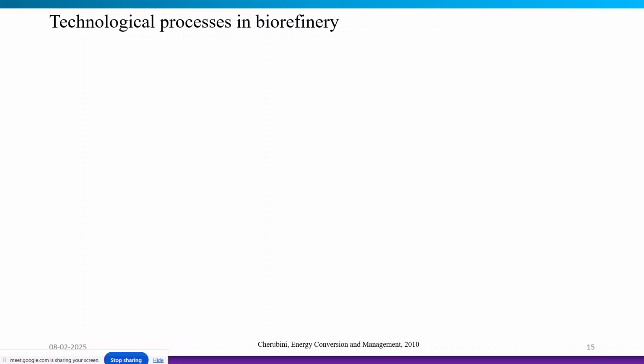Considering the technological processes in the biorefinery, the aim of the technological process in the biorefinery is to depolymerize or deoxygenate the biomass component. This is the main aim of the technological processes that we are opting for in the biorefinery.